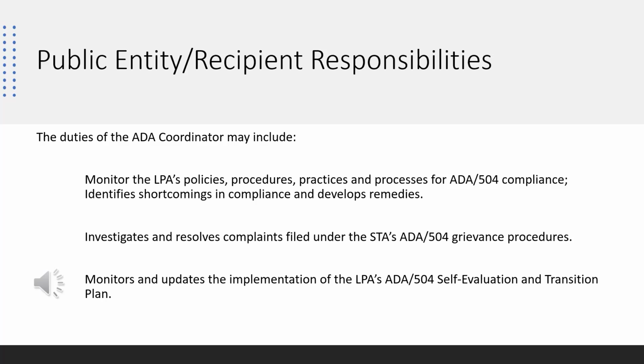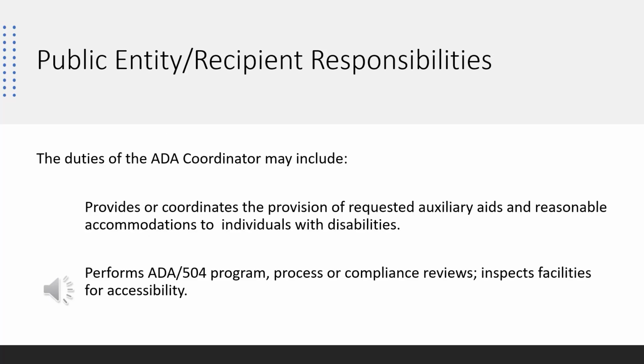monitoring the local agency's policies, procedures, practices, and processes for ADA and 504 compliance, identifying shortcomings in compliance and developing remedies, investigating and resolving complaints filed under the local agency's ADA or 504 grievance procedures, monitoring and updating the implementation of the LPA's ADA or Section 504 self-evaluation and transition plan, providing or coordinating the provision of requested auxiliary aids and reasonable accommodations to individuals with disabilities, and finally, performing ADA or 504 program, process, or compliance reviews, maybe inspecting facilities for accessibility.